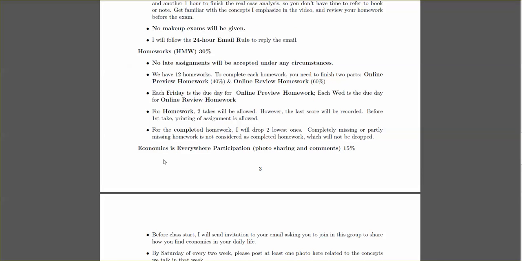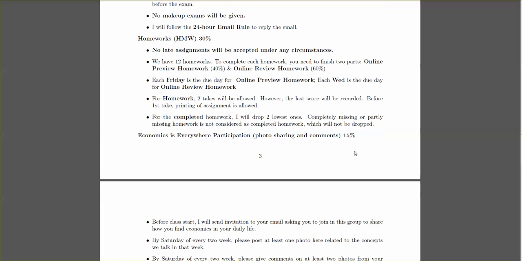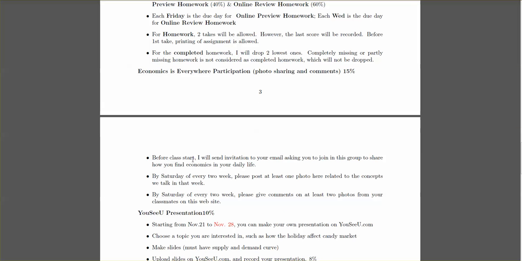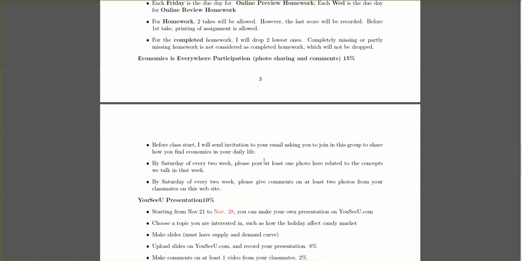And the next homework is called Economics Everywhere Participation. So actually this homework you need to finish on Flickr. This takes up 50% of your final grade. I've already sent you an invitation email to ask you to join this group to share the economics you find in your daily life. So actually this homework is trying to help you find the linkage between the class and your real life.